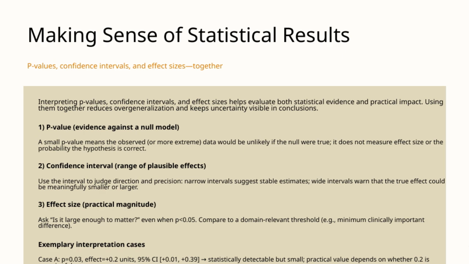In case B, with a p-value of 0.12, an effect of plus 1.5 units, and a 95% confidence interval from minus 0.4 to plus 3.4, the evidence is inconclusive, and there's high uncertainty. This means we should avoid claiming no effect and instead consider collecting more data or improving our measurement precision.